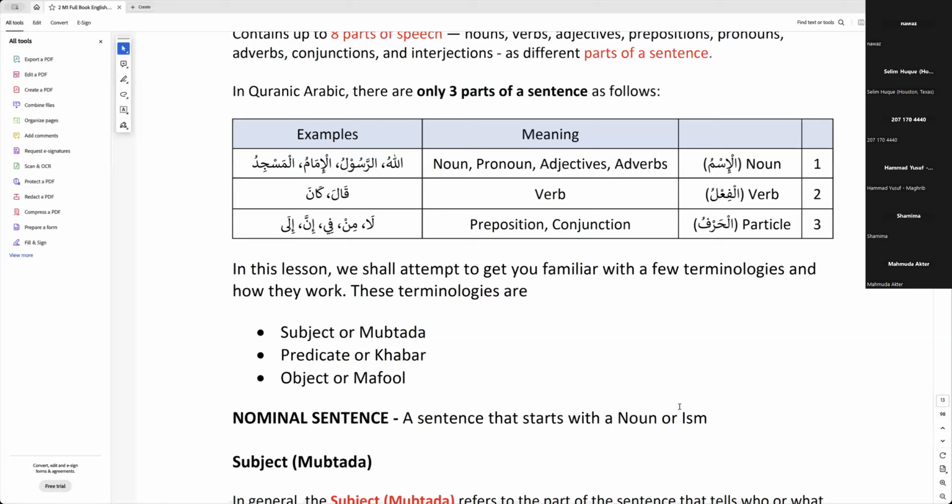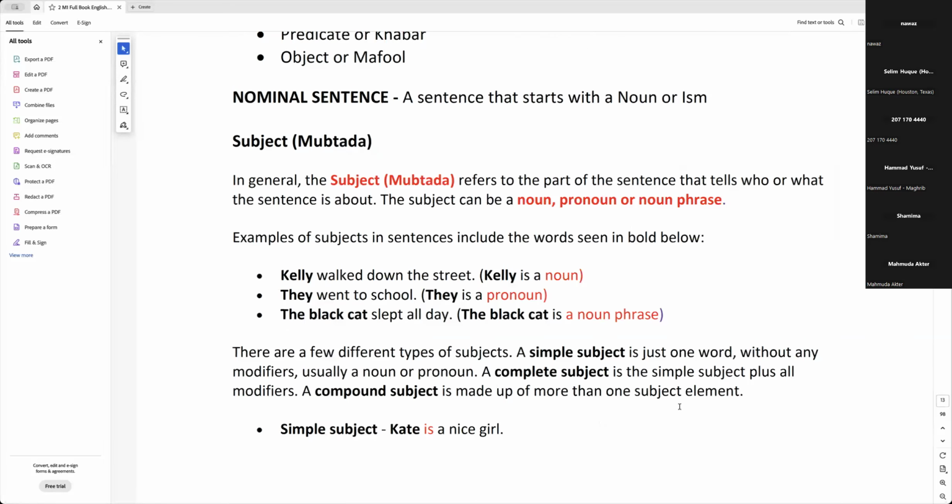The next sentence is, they went to school. Who went to school? Who are the doers here? They. The black cat slept all day. Who slept all day? Is the black cat. This is the subject. And in Arabic, we shall call it what? What is the name of subject in Arabic? Mubtada.